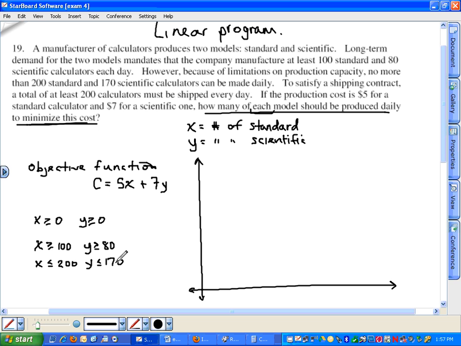To satisfy a shipping contract, this is the last sentence. To satisfy a shipping contract, a total of at least 200 calculators must be shipped every day. It doesn't specify of what kind, just 200 calculators total. So x plus y, a combination of either one, has to be greater than or equal to 200.